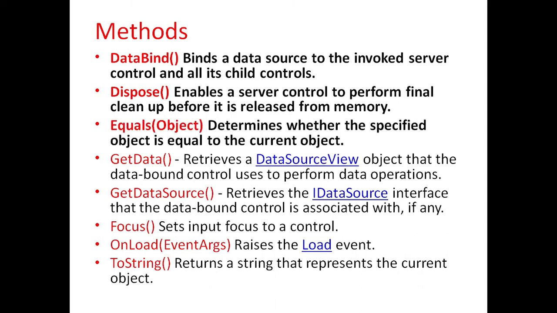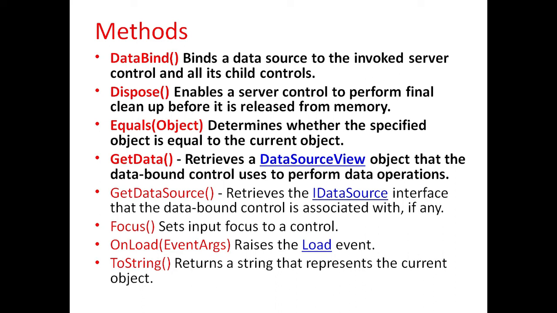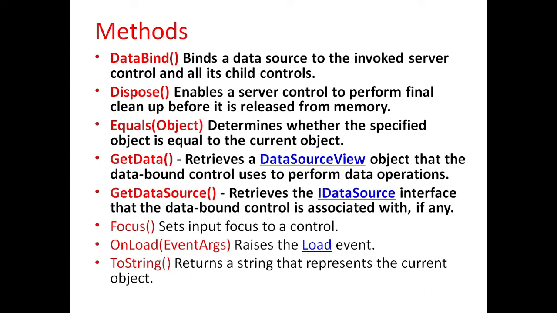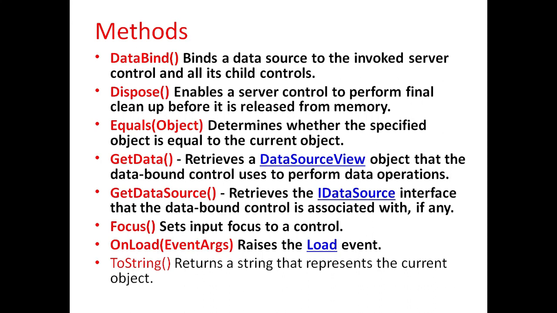Equals method determines whether the specified object is equal to the current object. GetData method retrieves a data source view object that the data-bound control uses to perform data operations. GetDataSource retrieves the IDataSource interface that the data-bound control is associated with. Focus method sets the input focus to the control. OnLoad method raises the Load event. And ToString method returns a string that represents the current object.